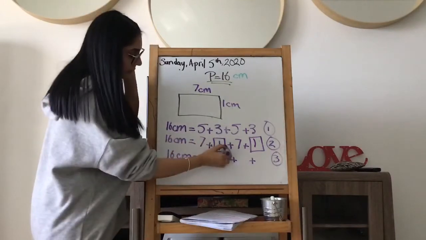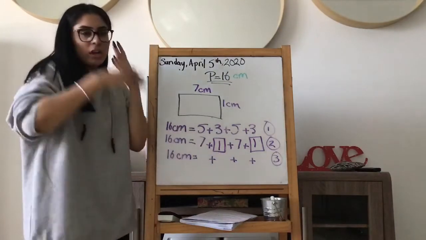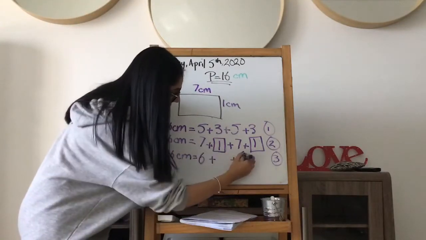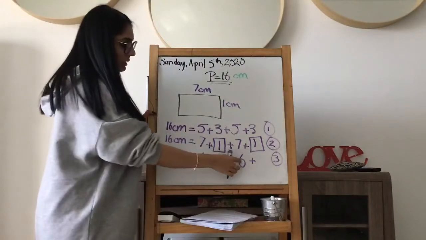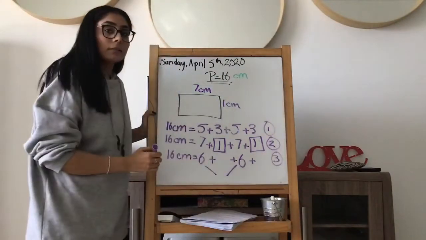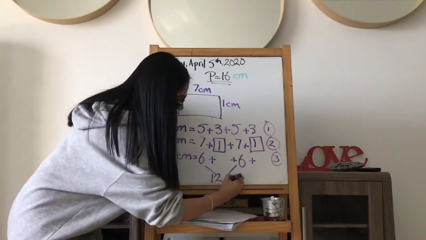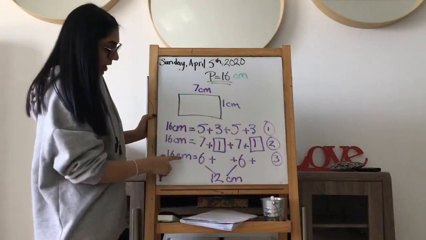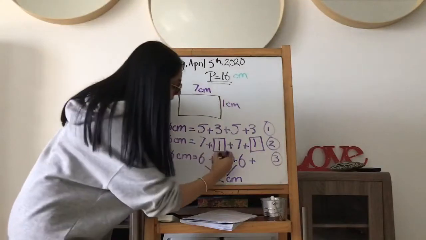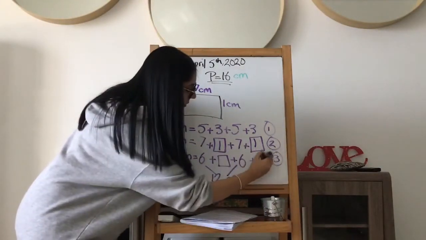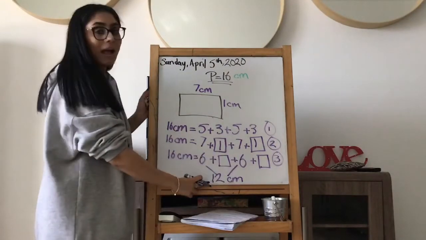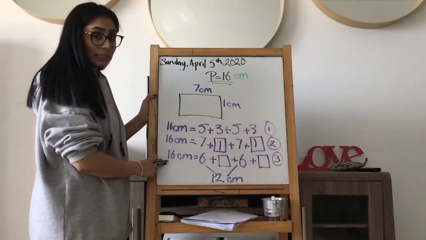Okay, what can I add? I did 5, then 7. Try another one. How about 6? Let's try 6 and 6. 6 plus something plus 6 plus something. So now break it down. What are we already at? 6 plus 6 is 12. We're at 12 centimeter. I need to get to 16. Now what do I need to put in each of these boxes so that it equals 16? I'm almost at 16. What do I need to put in these?